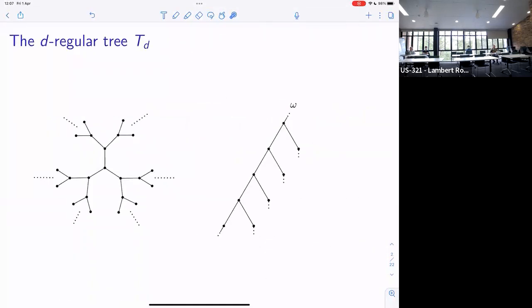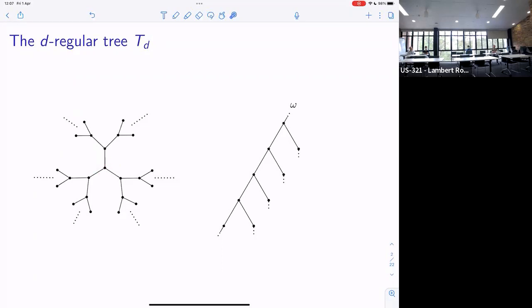So to start out, I'll give a brief and general overview of the groups I'll be discussing in this talk. And to do that, I need to introduce what the D-regular tree is. So the D-regular tree, which I'll be denoting by T_D, is the infinite tree in which every vertex has valency D. And so pictured here is the 3-regular tree. So it's the infinite tree such that every vertex has degree 3.